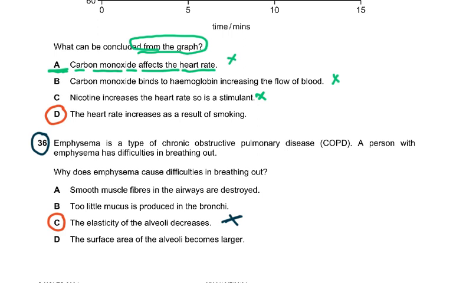Emphysema is where the number of alveoli decreases, the alveoli burst. So all these alveoli burst and now there is less surface area for gas exchange. But why does it say difficulty in breathing out? Basically, breathing out depends on the elasticity, and that elasticity is gone.